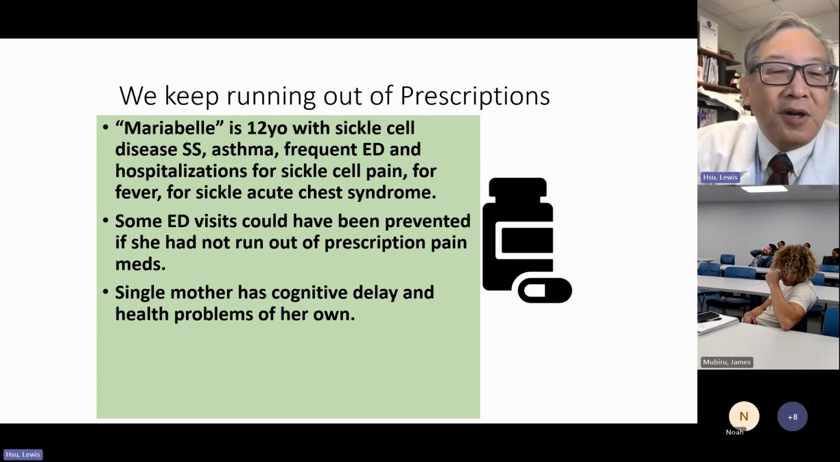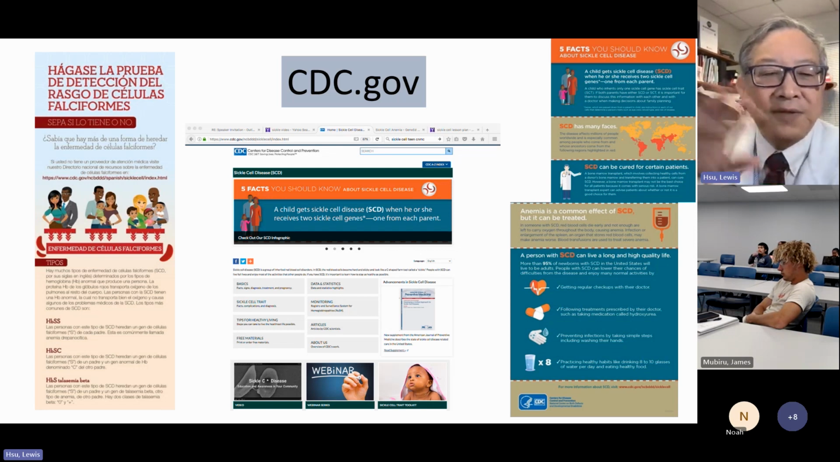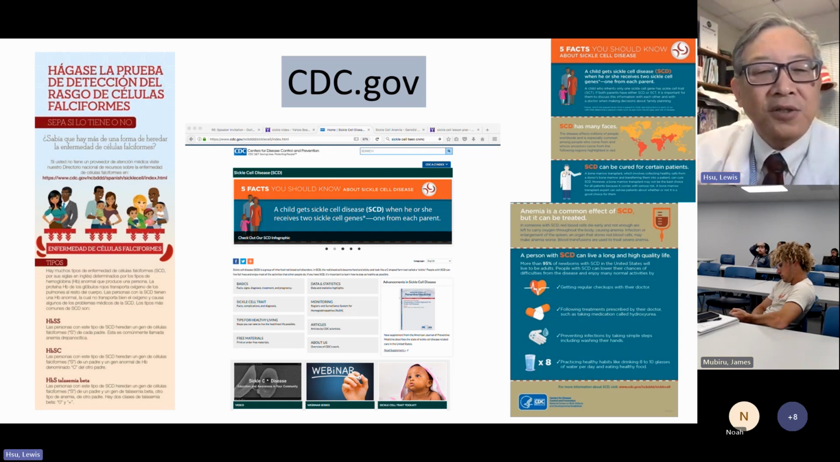So all kinds of things are necessary as part of the medical care. A lot of it is not just the medicines, but what your whole life situation is like. There are guidelines, there's information. Some of the colorful things shown here are from the Centers for Disease Control, cdc.gov.